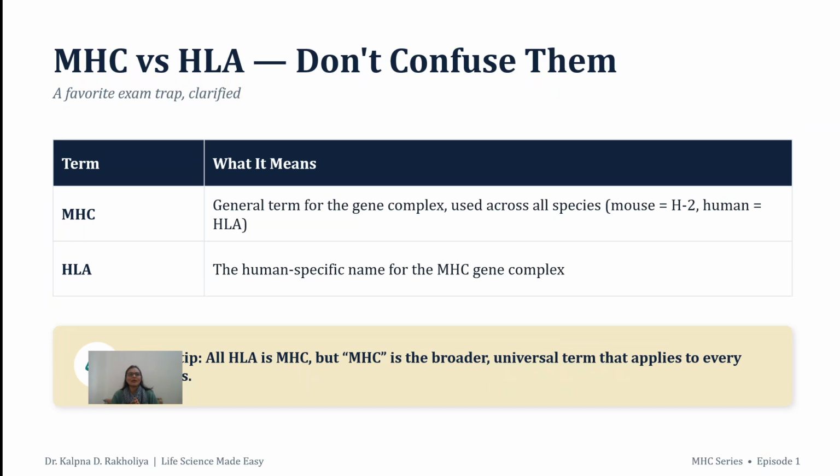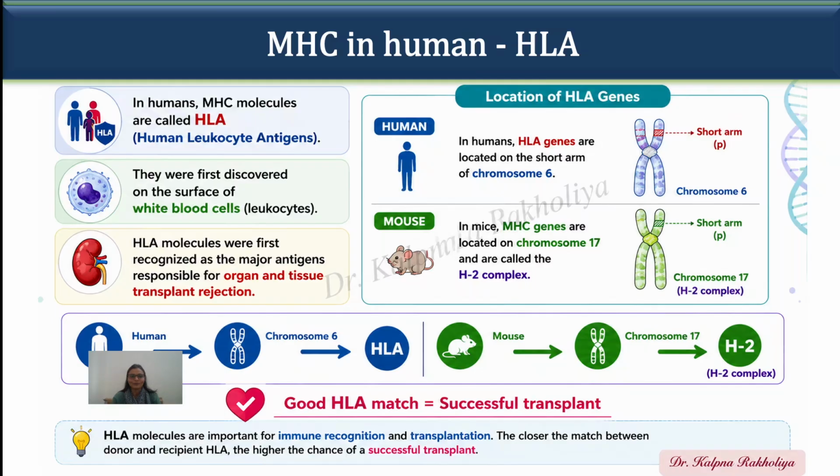Let's discuss MHC versus HLA. Don't confuse them. MHC is the general term for the gene complex used across all species. MHC genes can be a general term that may be used in mice as well as in other animals, while HLA is the human-specific name for the MHC gene complex. So all HLA is MHC, but all MHC is not HLA, right? So these are the terms between MHC and HLA.